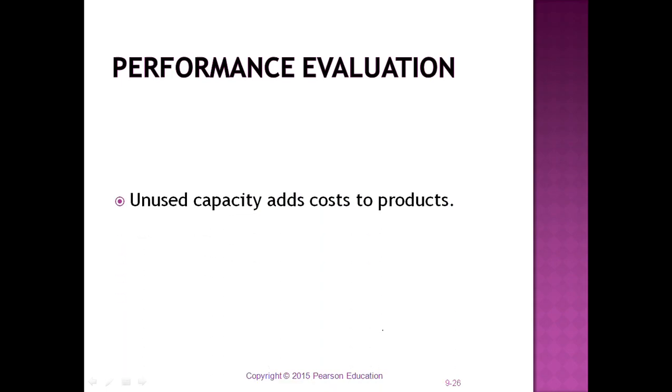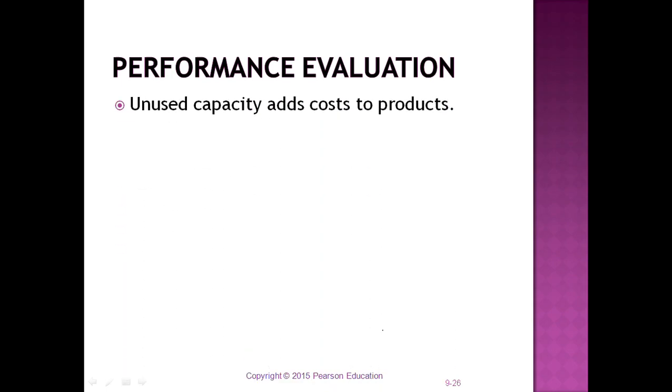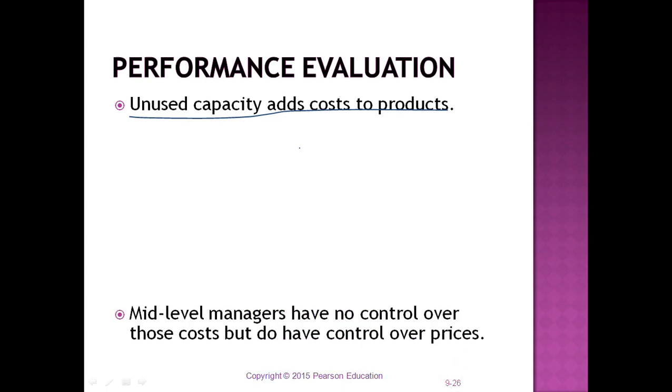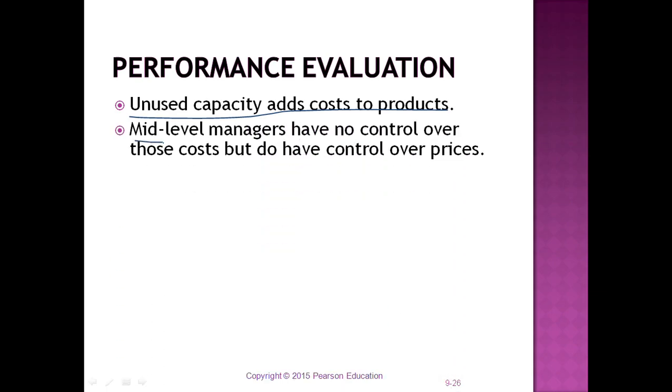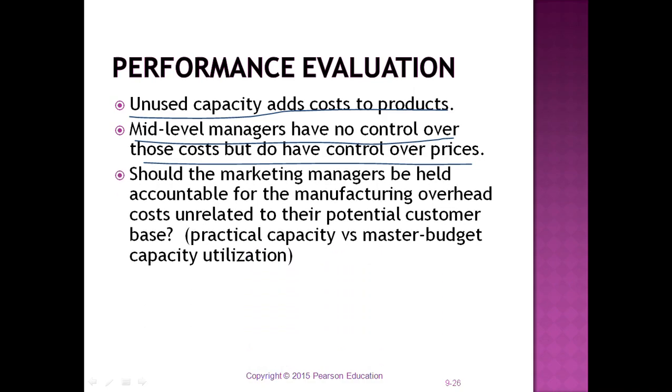If we consider the capacity utilization for performance evaluation, then we need to consider the unused capacity also, because unused capacity actually adds to the cost of production, because you're preparing yourself for a higher level of operation, but you're not operating at that level. So mid-level managers have no control over these costs, but they do have control over the prices, so they can do the adjustment in that way.